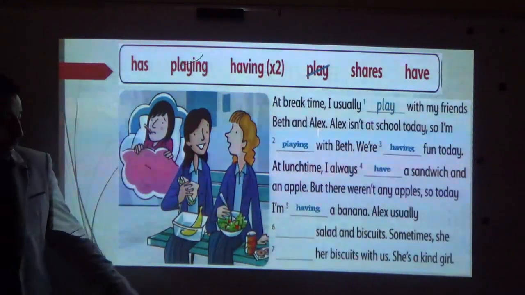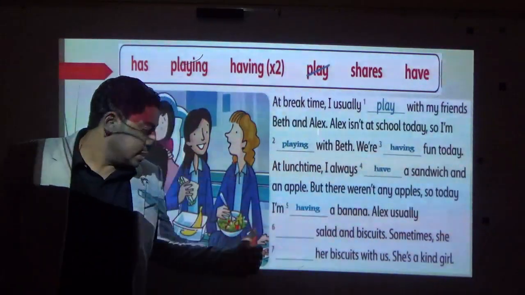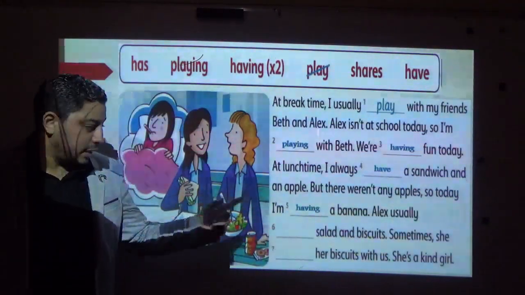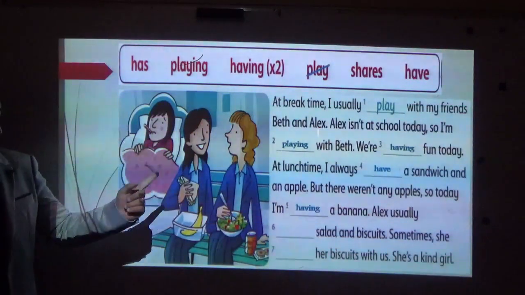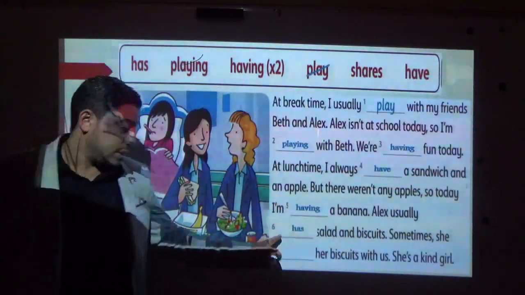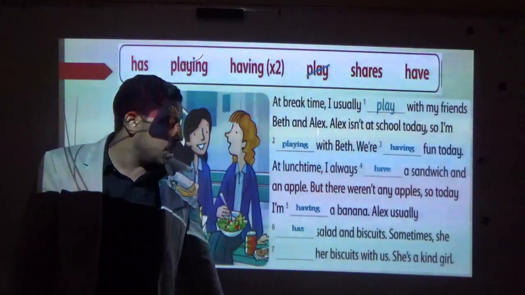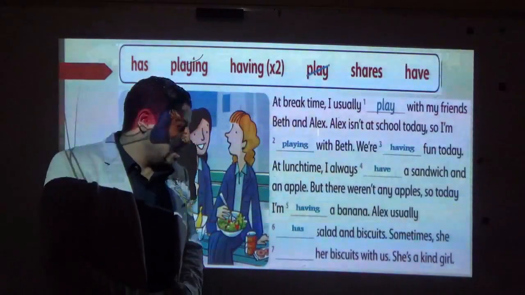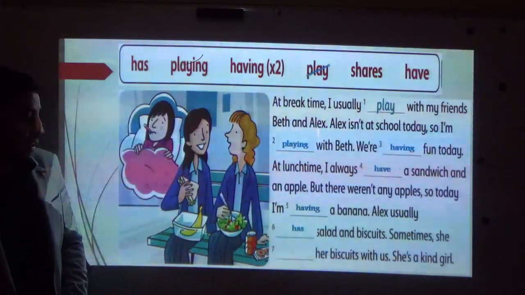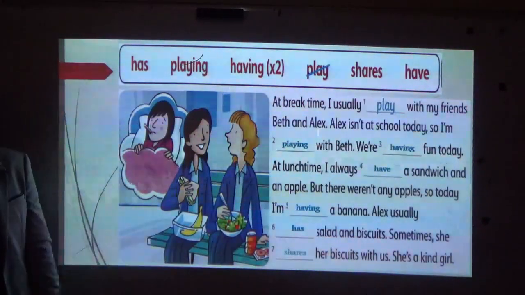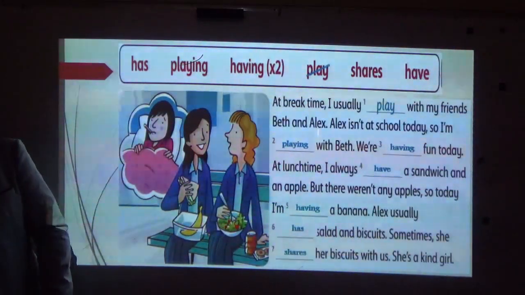Number 6. Alex usually has salad and biscuits. Yes, Alex is a singular subject. We use have or has. Excellent, has is a singular word. Has salad and biscuits. Sometimes she shares her biscuits with us. She is a kind girl. Yes, she shares. Excellent, very good. Okay, let's move to the next slide.